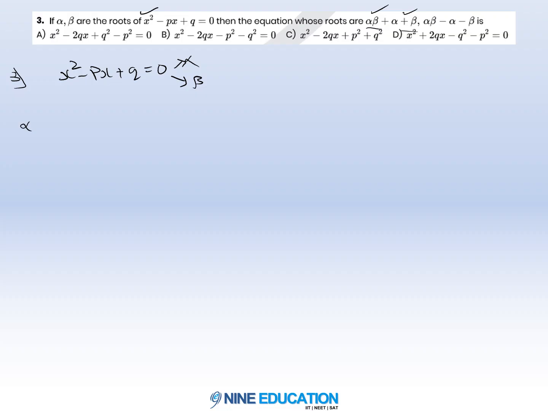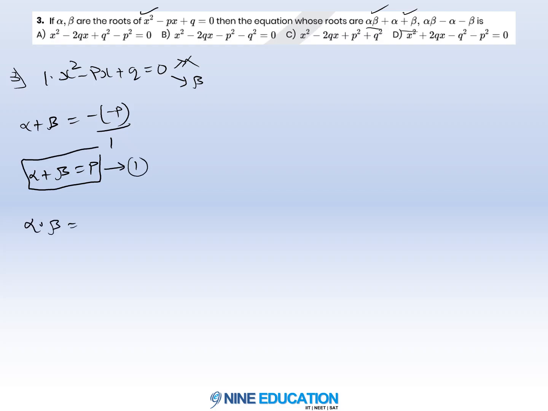So what is the sum of roots from this? Alpha plus beta is minus b by a. So minus of minus b by a, where the x square coefficient is 1, so alpha plus beta is p. Let it be equation 1. And the product of roots, alpha into beta, is c by a, which is q by 1. Let it be equation 2.